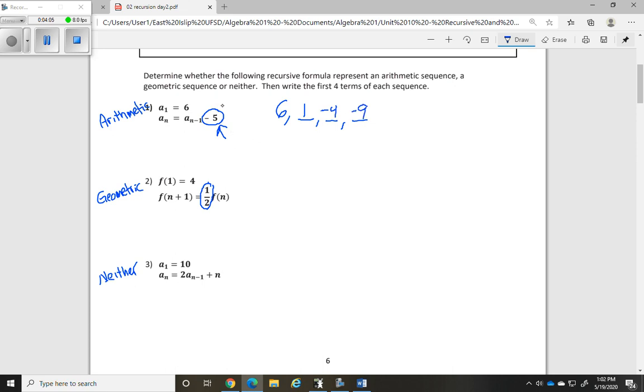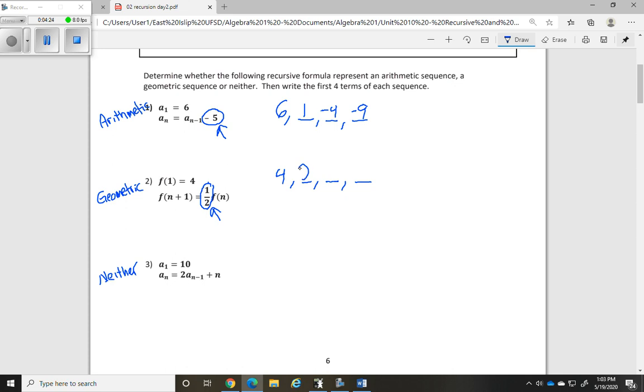Arithmetic sequences, while given a recursive formula, they're easy. You can do this. I know you can. Geometric, definitely know the first term. Write it down immediately. You have to find 3 more terms. This tells me what to do each time. I have to multiply by a half each time.